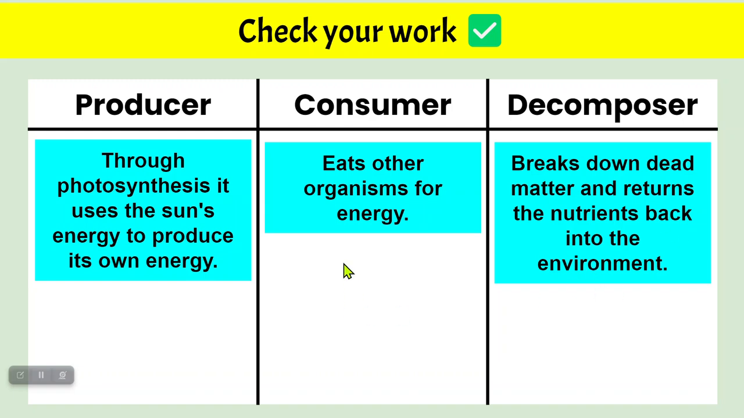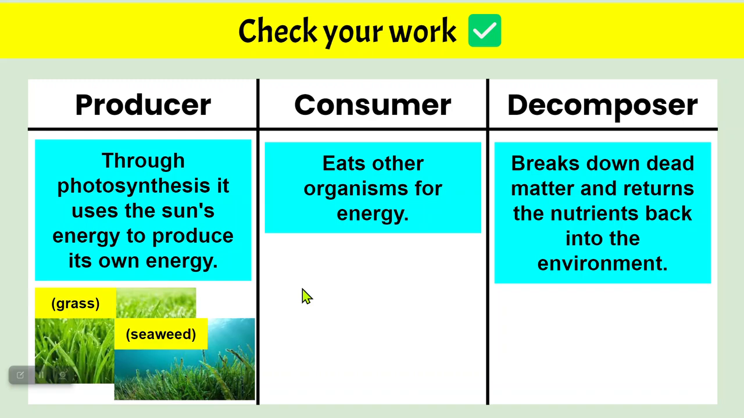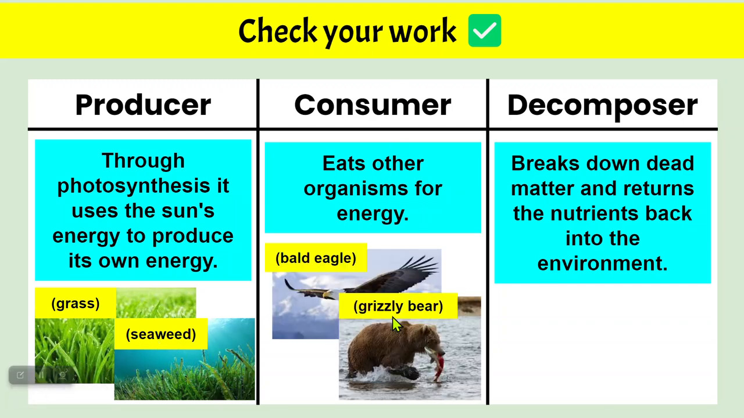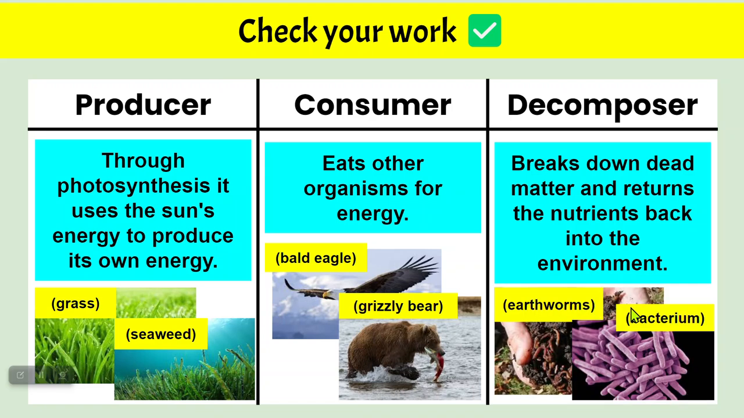All right, so how about the organisms that we were putting on here? Grass and seaweed, those are producers. They produce their own energy through photosynthesis and using sunlight. When I look at my consumers, that would be the bald eagle and the grizzly bear. They are consuming other organisms. And then finally, our decomposer. Here were the examples that we had. Earthworms are decomposers, and also bacteria, or one bacterium. Just wanted to make sure that you know that word is just a singular version of multiple bacteria.